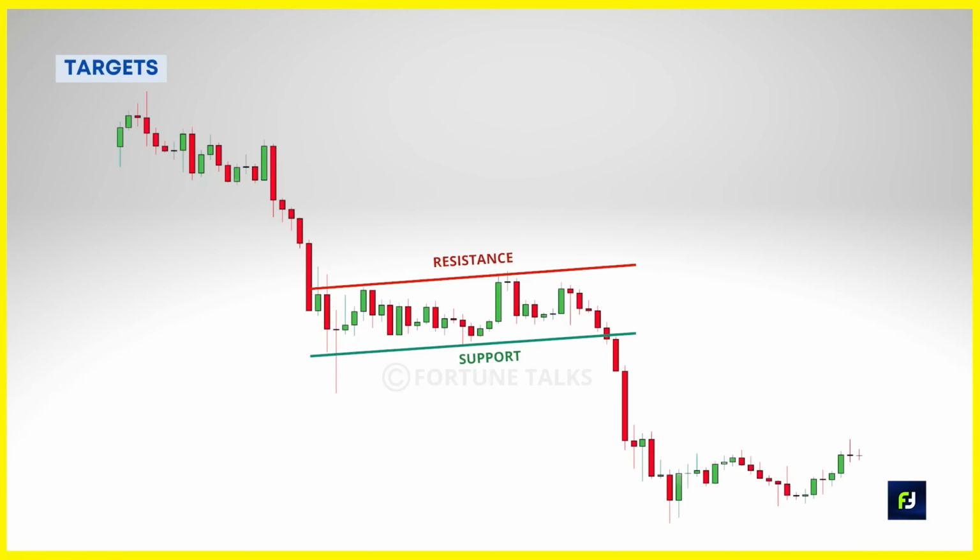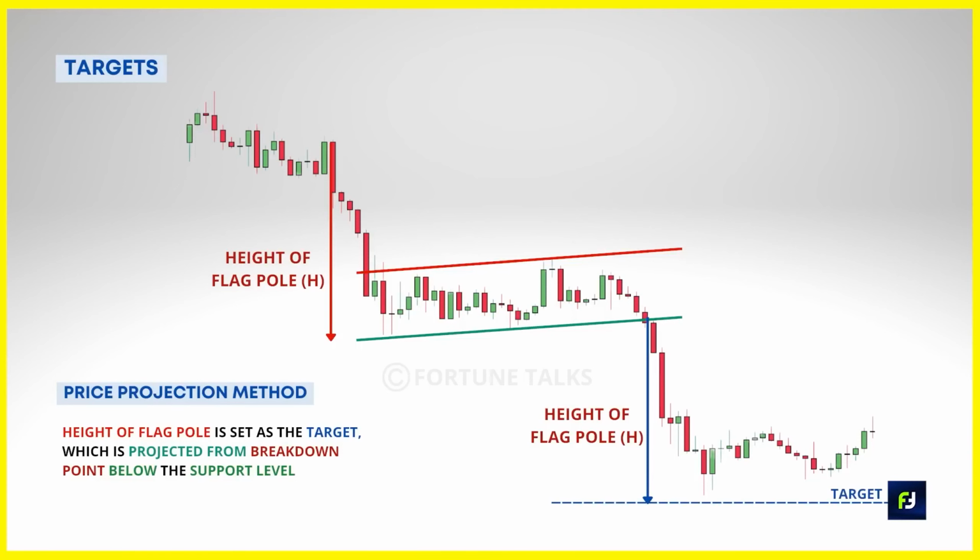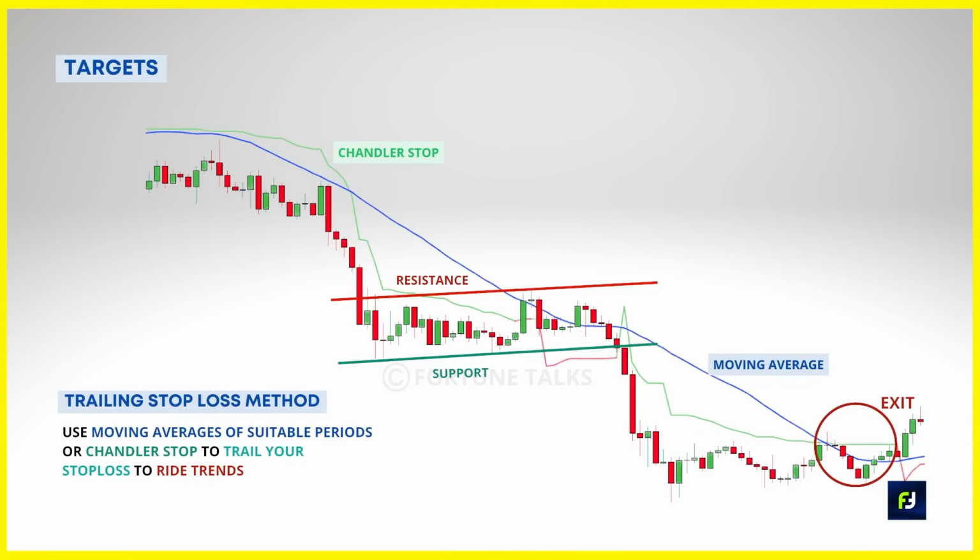Now finally, the target can be based on the price projection method or trailing stop loss method. In case of price projection method, you have to measure the length of the flagpole and then project it from the breakdown point below the support trend line. This will give you your projected future target price. For the trailing stop loss method, you can make use of moving averages like 20 or 50 period moving average depending upon your trading style, or you can use an indicator like Chandelier stop to ride your positions in case of a range breakdown or strong downtrend. Now it is a deadly combination if you make use of both these techniques to exit your winners.